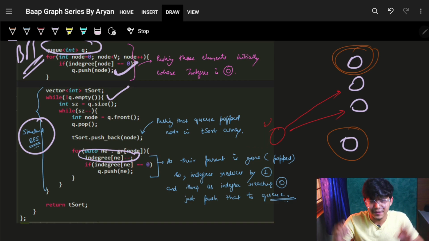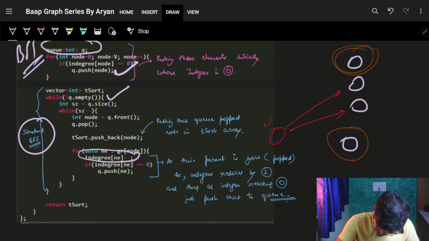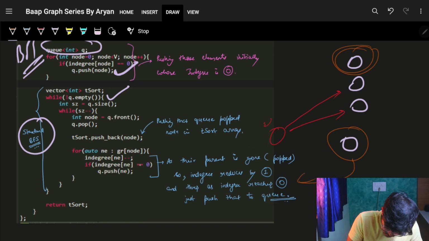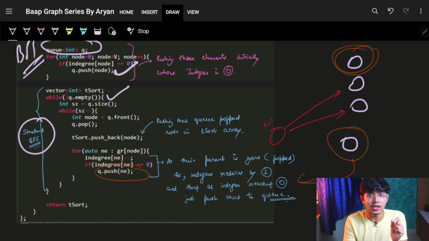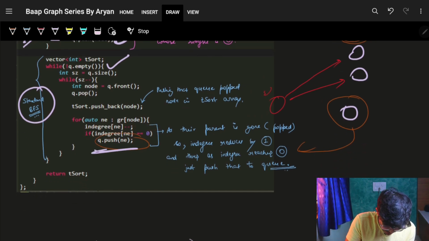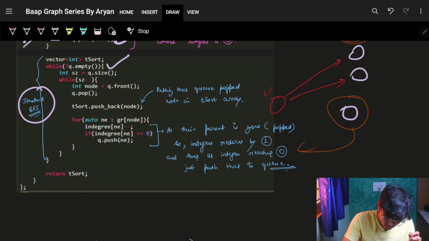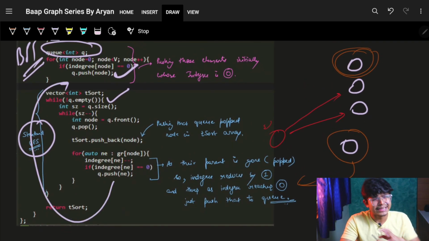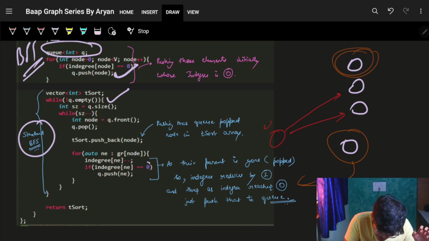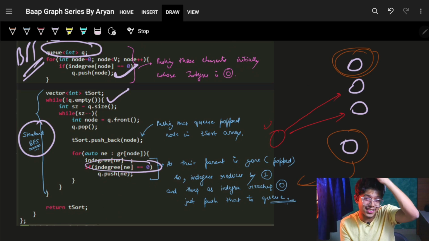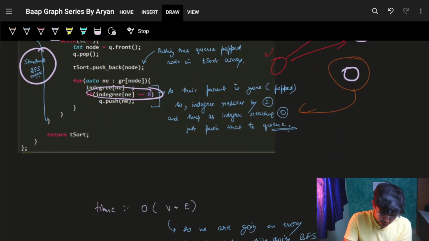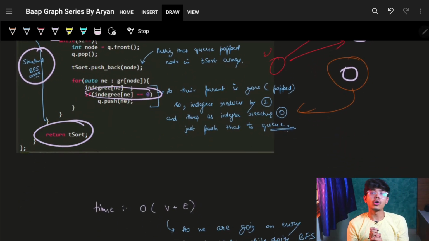But these are free, these are empty. So they can actually push in the queue. Thus I will check, okay, if the in degree has reached 0, then only I can push in the queue. Thus I will just say, okay, just push in the queue. And ultimately the loop goes on. Simple BFS, just that the pushing condition is depending upon the in degree itself. That's it. That is the only change in a simple BFS. Then ultimately I can just return the topological sort.